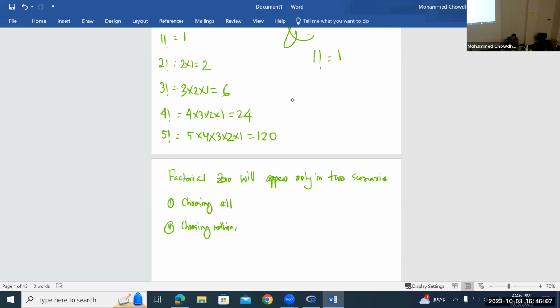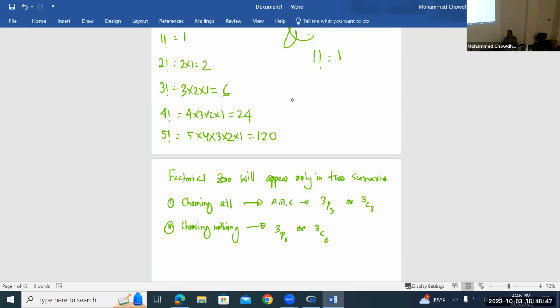How? For example, 3 letters A, B, C. You choose 3 permute 3, or you choose 3 combination 3. You understand, right? Choosing all. In that case, factorial 0 appears. Or choosing nothing: 3 permute 0 or 3 combination 0. Only in these 2 scenarios, factorial 0 will appear. Are you understanding?